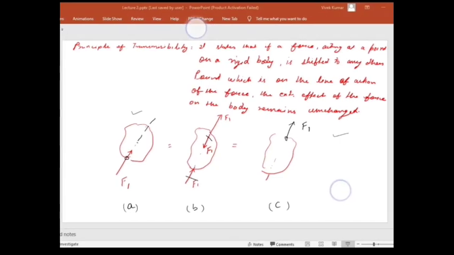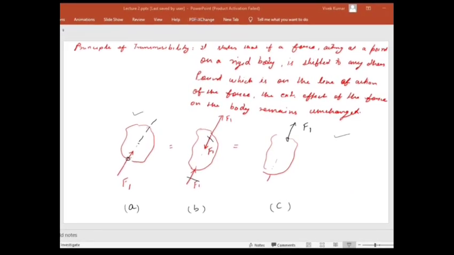In the second figure, we place one more force parallel to the first force, but in the opposite direction, keeping the line of action same.